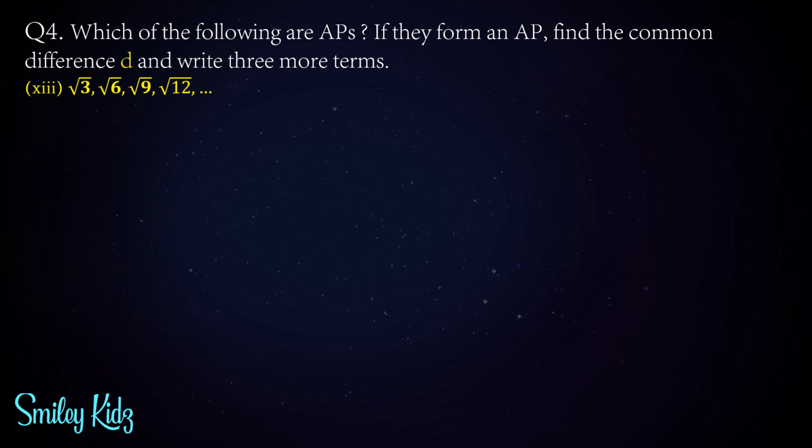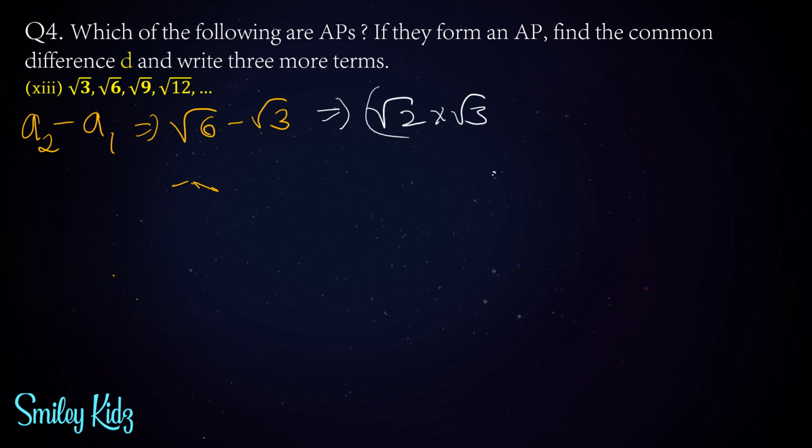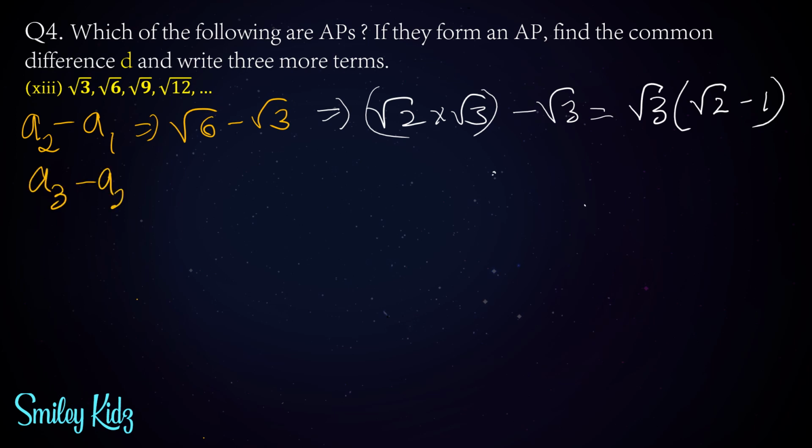Moving ahead, we have root 3, root 6, root 9, root 12, and so on. Now again, we're going to find out the common difference, a2 minus a1. That is root 6 minus root 3. Root 6 can be written as root 2 into root 3, minus root 3. I can clearly see that root 3 can be taken common. So I take out root 3 common, and I'll be left with root 2 minus 1 in the bracket. As simple as that. Then a3 minus a2.